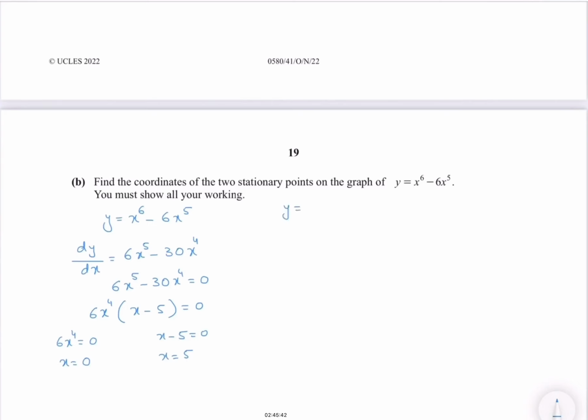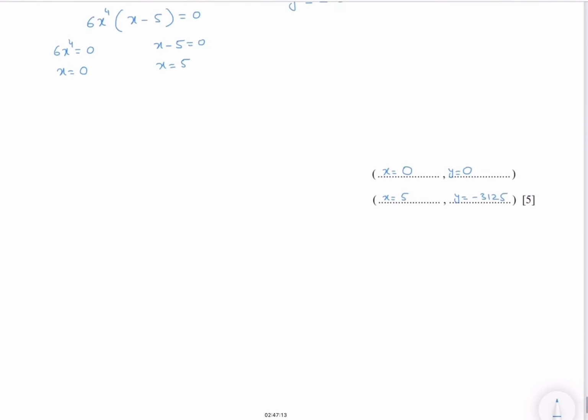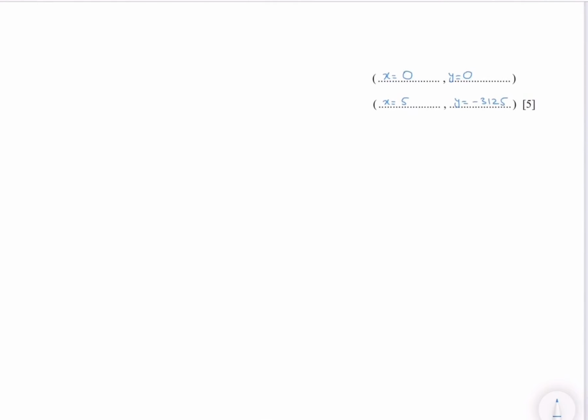So put these values in the main equation. First, x is equal to 0, so you get y is equal to 0. And when x is equal to 5, you put 5 in the main equation, so you get y is equal to negative 3125. So when x is 0, y is 0, and when x is 5, y is equal to negative 3125.